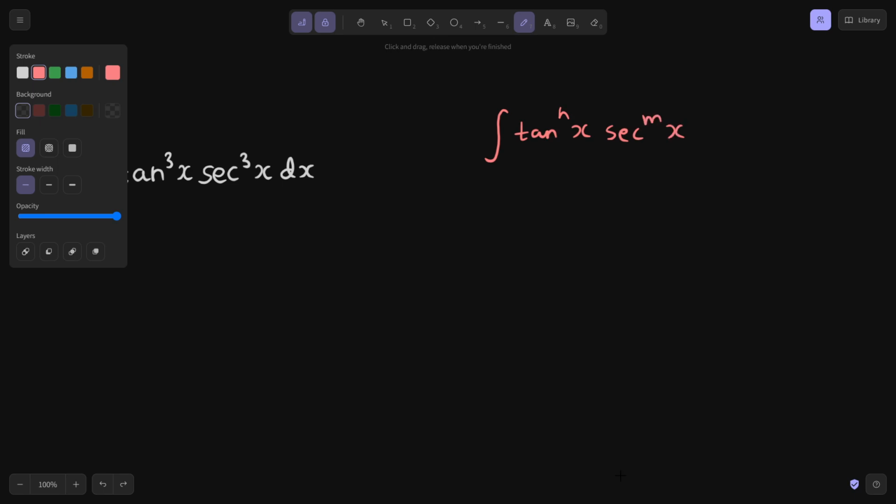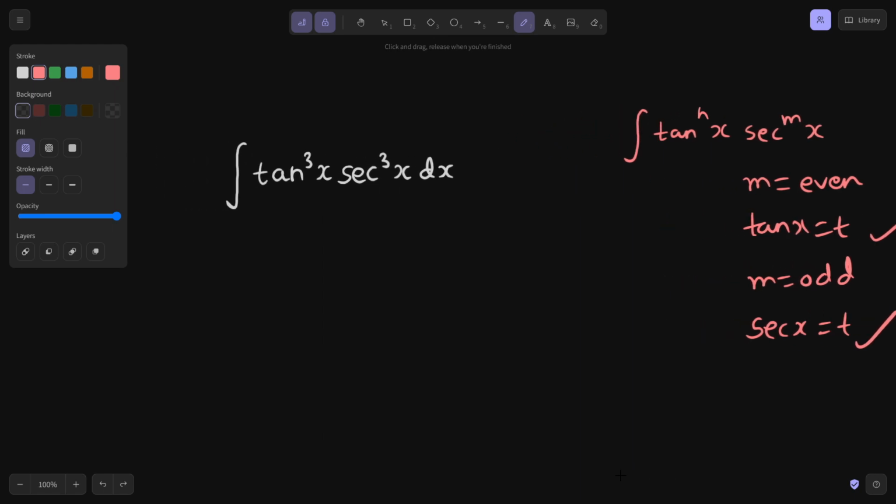Now we have to concentrate that if m is even, that means the power of secant is even, take tan x as t. Likewise, if the power of cosecant is even, take cot x as t. If m is odd, try to take secant x as t, or on the other hand cosecant x as t. So you have to rearrange your integral if you want to make this substitution.